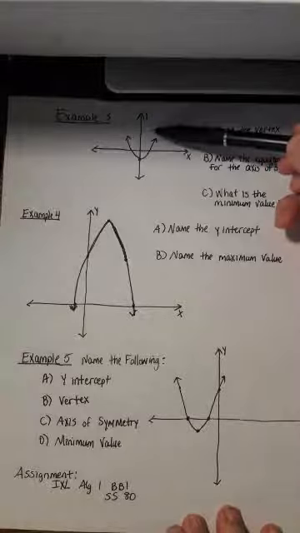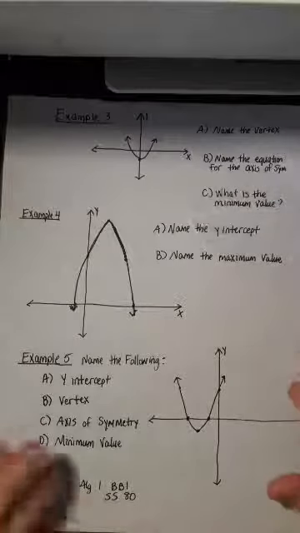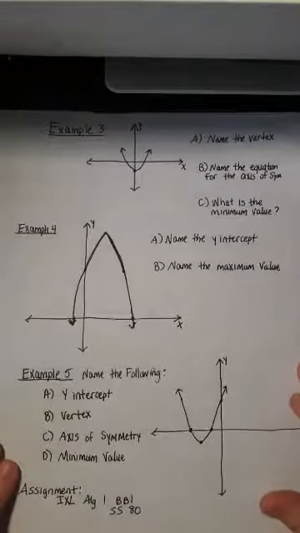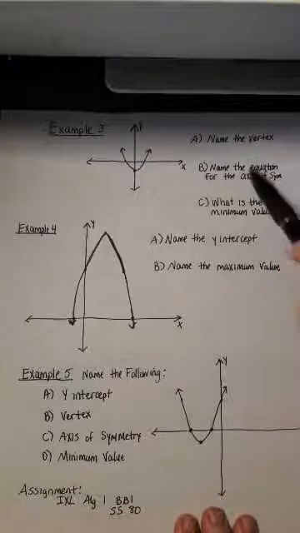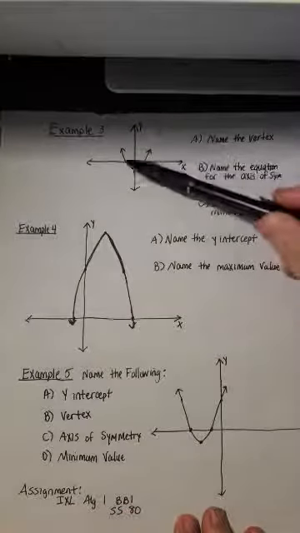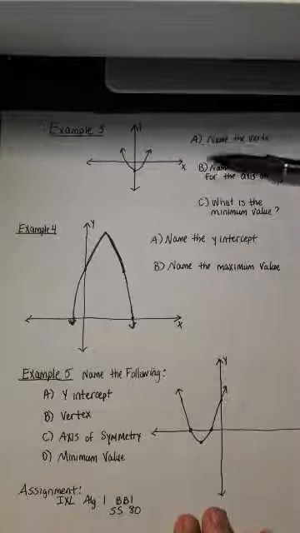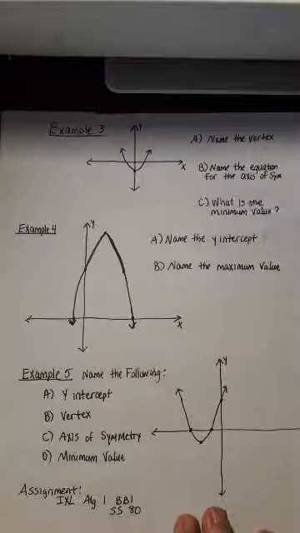Let me slide this down. It looks like it's dark. All right, on example 3, look at this parabola. And look over here, I've got 3 parts, A, B, and C.